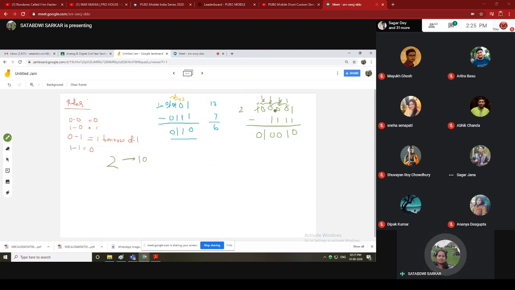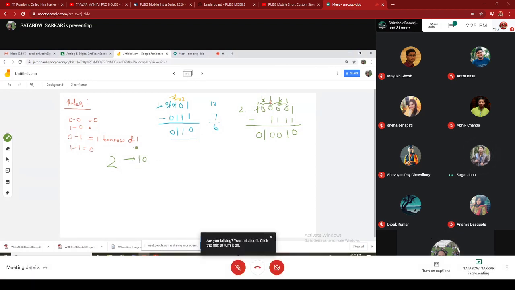Because if we borrow 1, then the value is 10. Because 0 was already present and now we are borrowing 1. This is the borrowing 1. So now its value is like 2. So 2 minus 1 is 1. Okay.